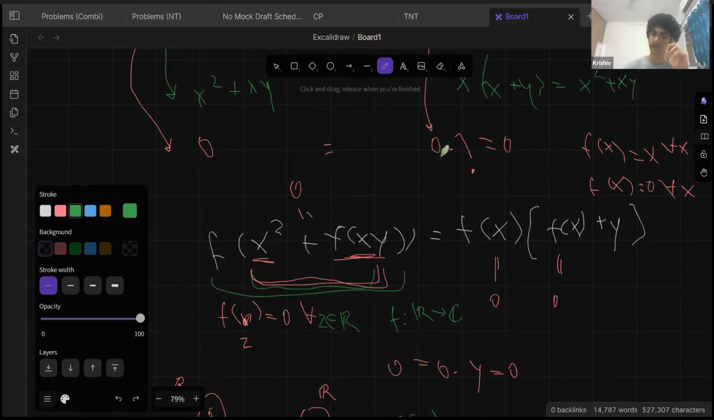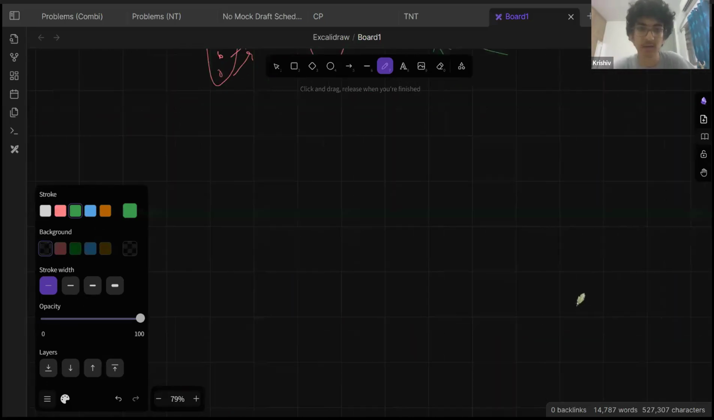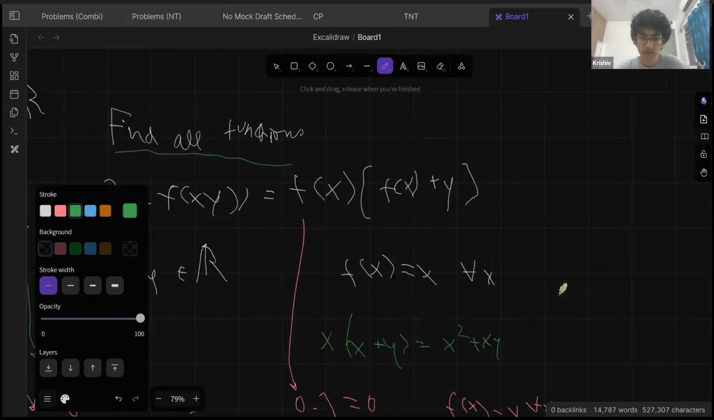So yeah, I guess that is what the problem was. The function is f of z is 0 for all z in R. The function is not f of x for this particular x. So f of this is 0, f of this is 0, f of this is 0. So yeah, 0 times 0 is 0. So that works. So we'll not look at this functional equation.